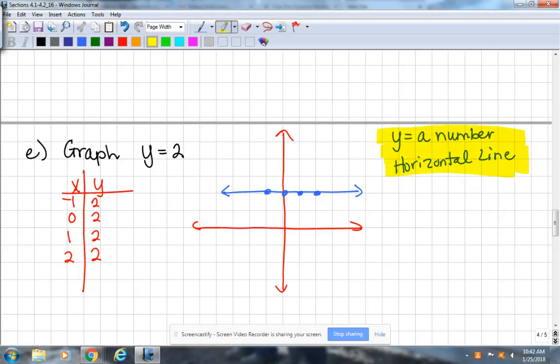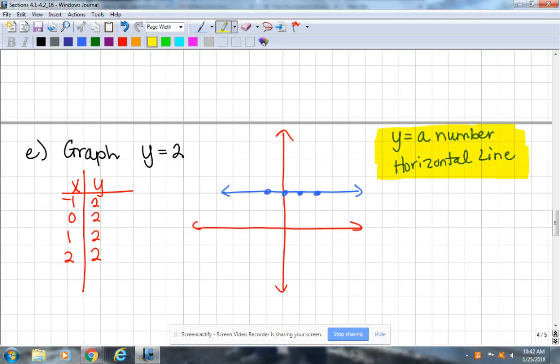So if this is a multiple choice question and it has 4 graphs for your solutions for you to choose which one it is, and there's only one horizontal line, do you really have to think too hard? No. So just memorize that y equals a number is a horizontal line.